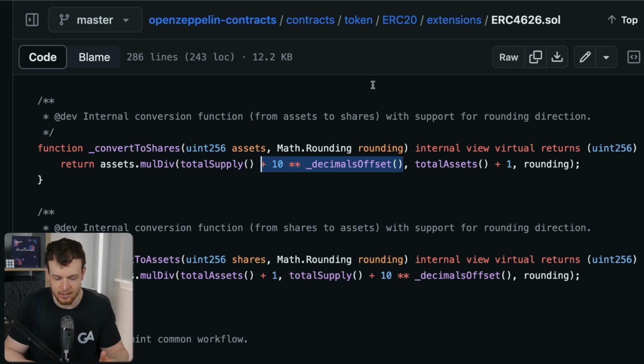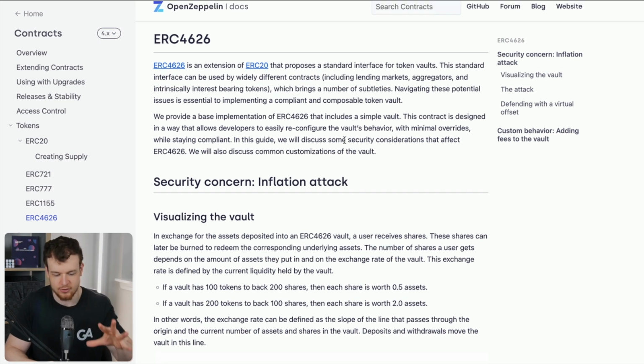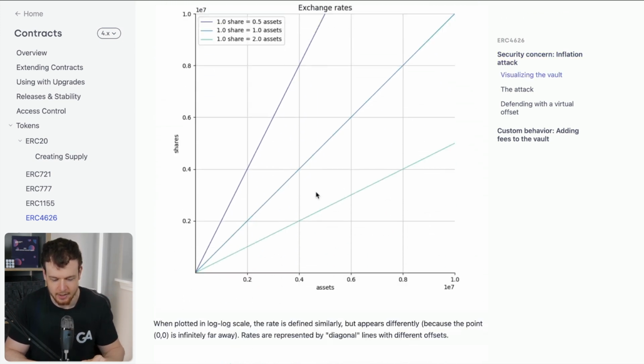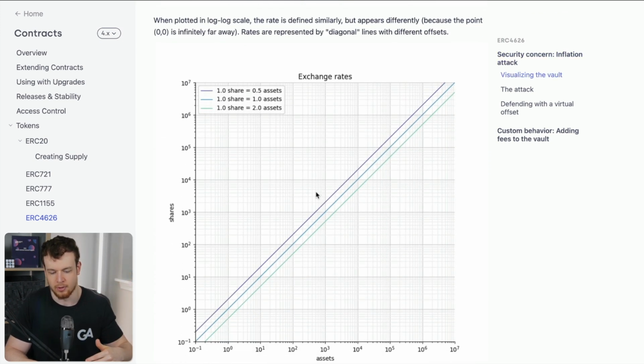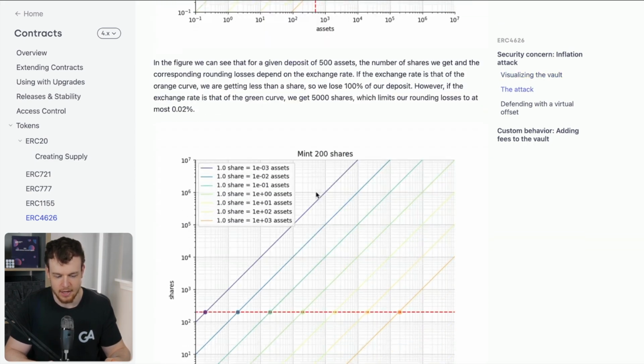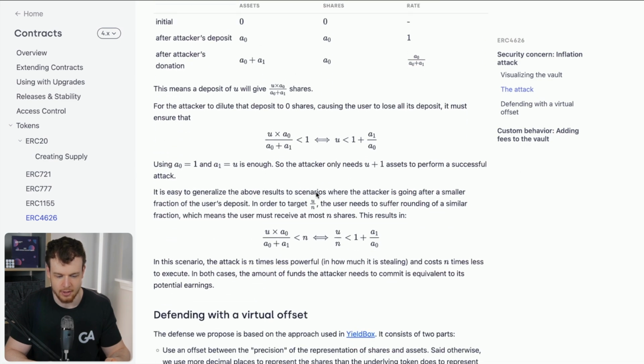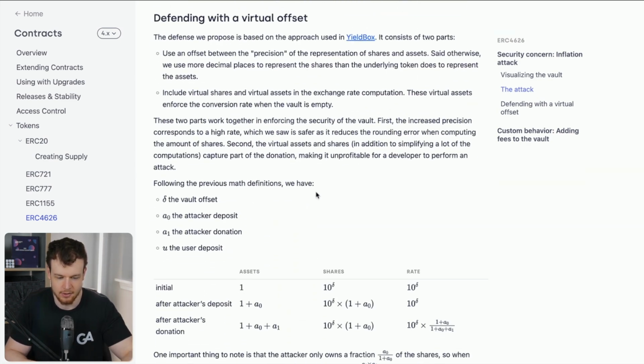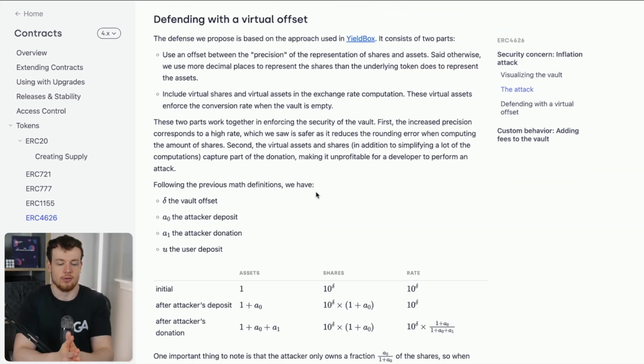And OpenZeppelin has actually got a full page right here. We can see a full page detailing the inflation attack, and they have some visualizations with graphs and exchange rates and manipulations and stuff like this. And then they talk about their solution, and you can see all sorts of different examples with this virtual offset.